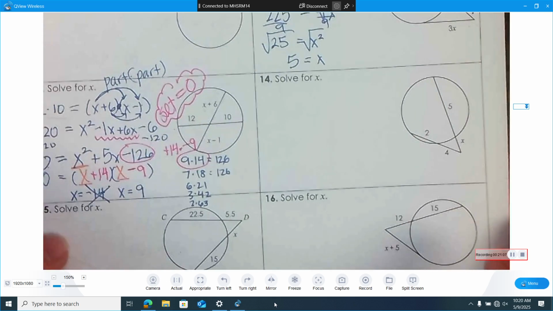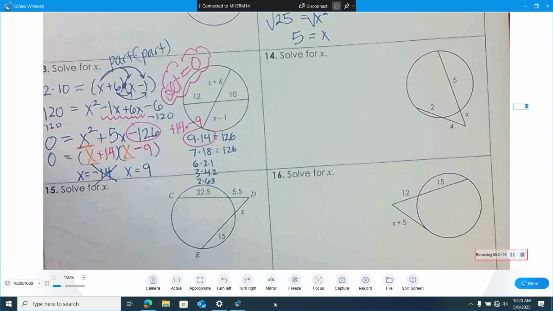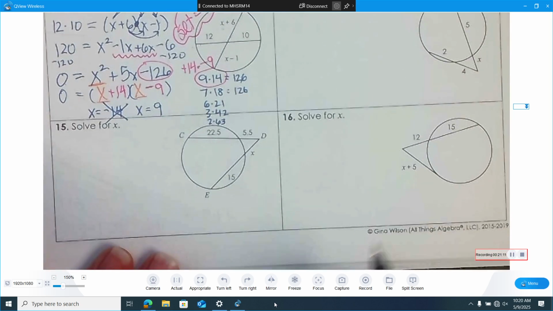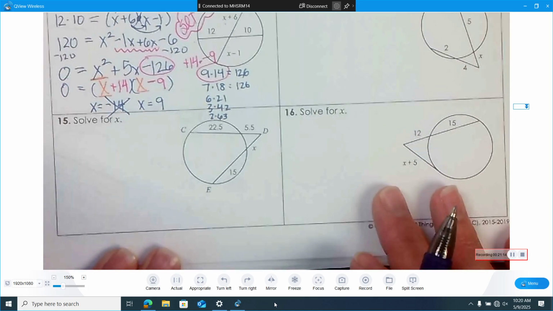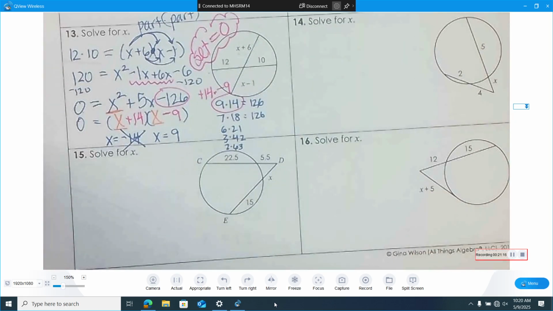Let's try another one. Let's look at number 15, and then we'll be done. What's my recording time right now? 21? Okay, that's not too bad. All right.